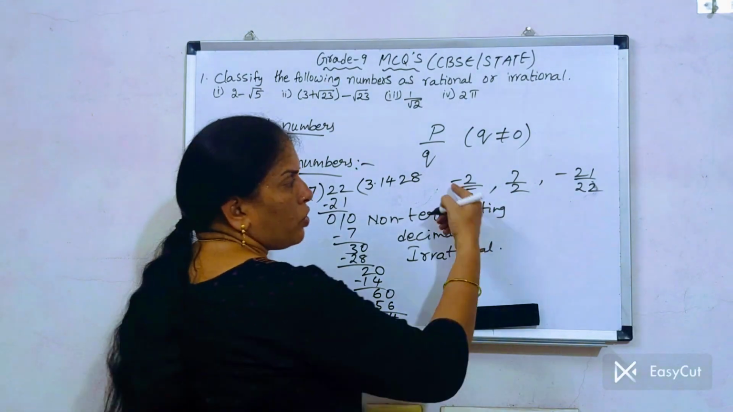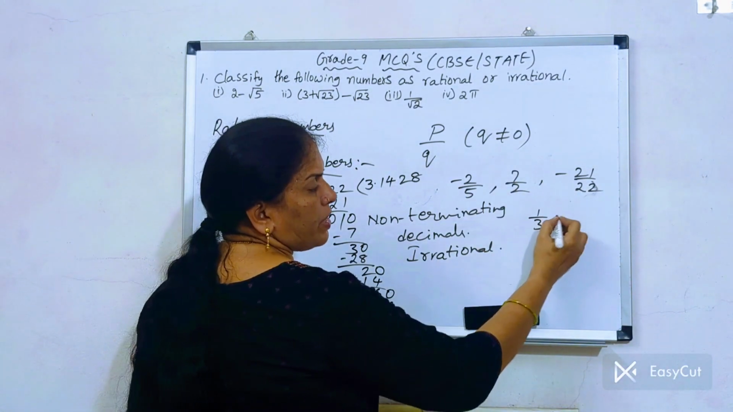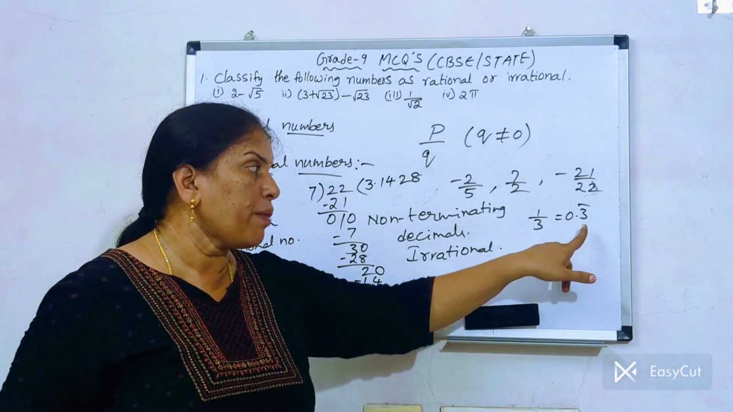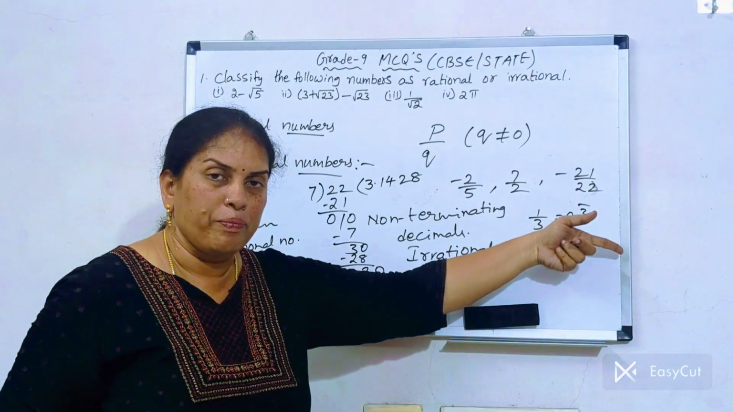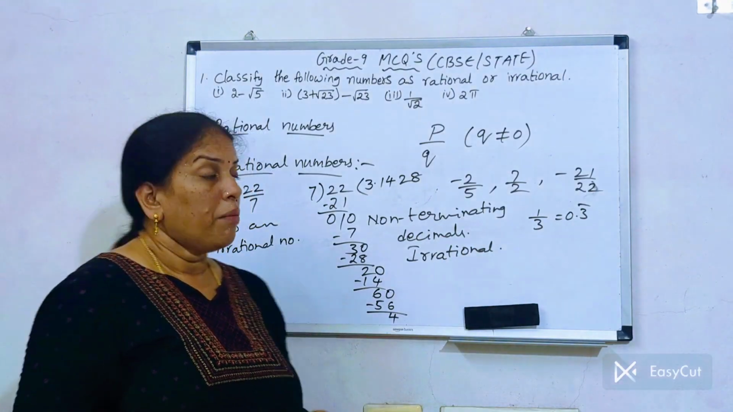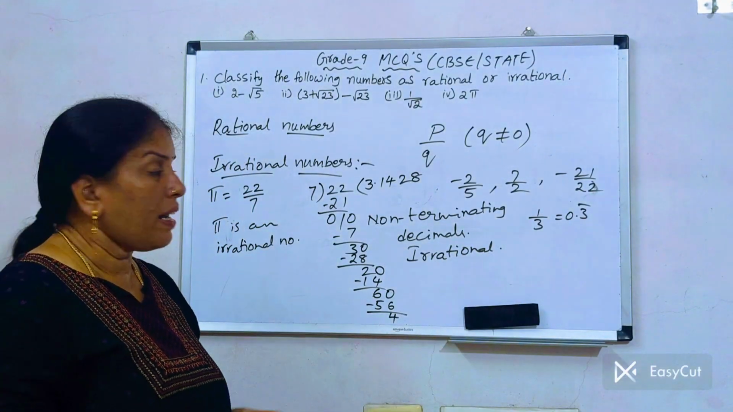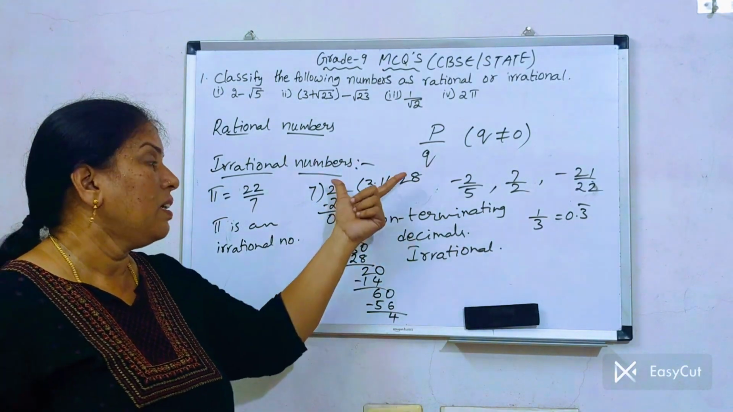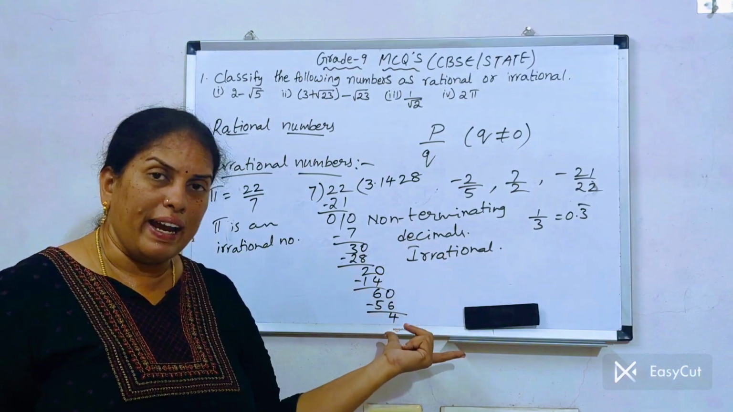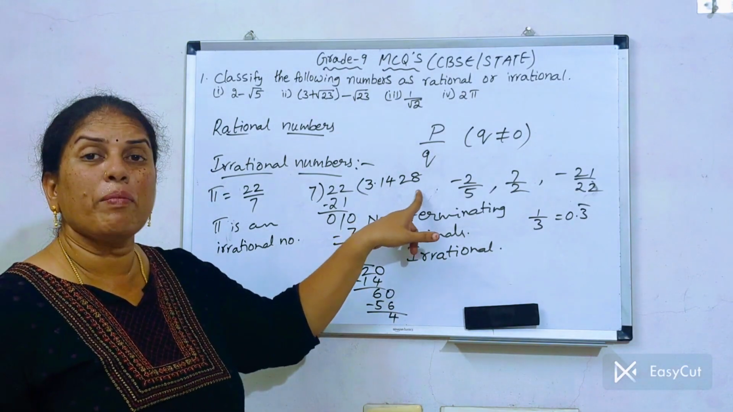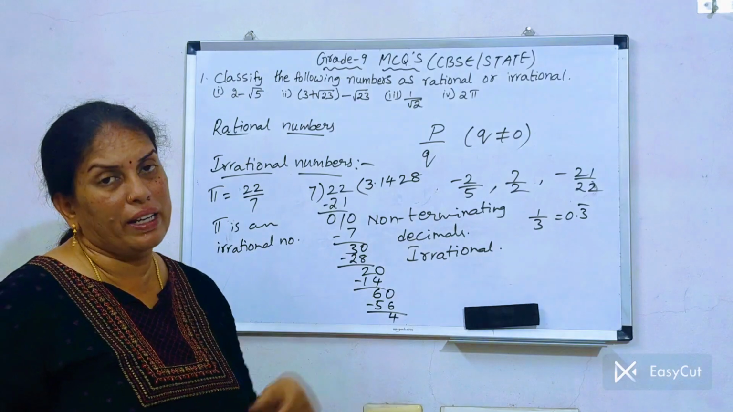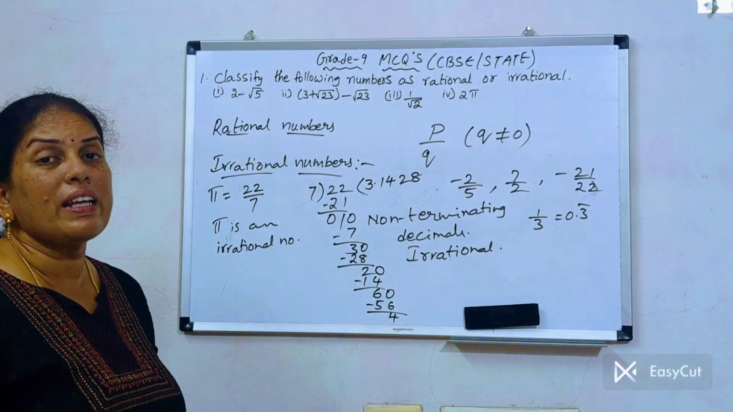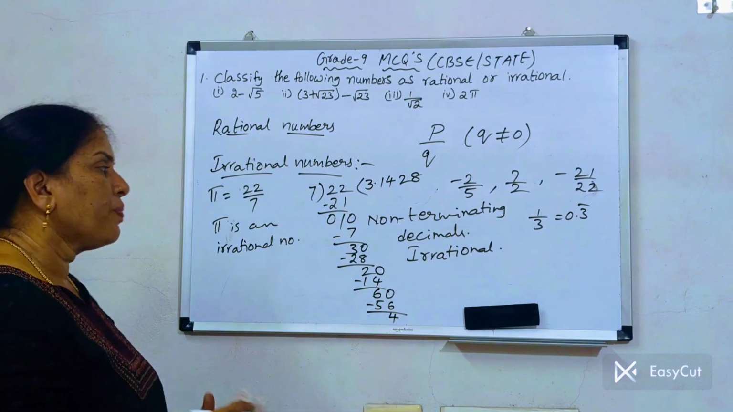For example, I told you these are all rational numbers. 1 by 3 is equal to 0.3 bar. This is also a rational number. Why? Because this number is repeating. So it is a rational number. But the decimal numbers which do not end, division which does not end, non-terminating decimals, those types of numbers are called what numbers? Irrational numbers. All of you understood?